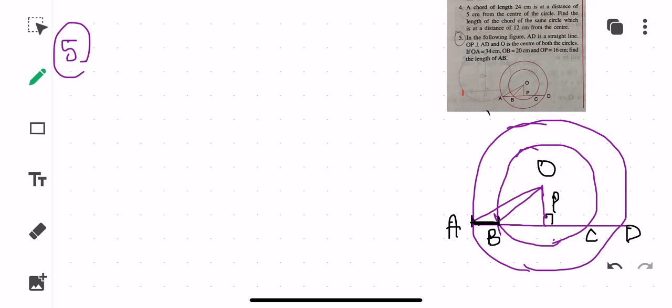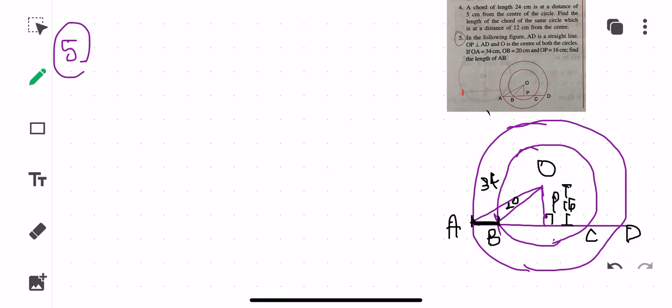So how are you going to do this? The measure of OA has been given as 34, OB has been given as 20, and they have also given the distance OP as 16. So this particular distance has been given as 16. How are you going to do this, children? This is an easy one.